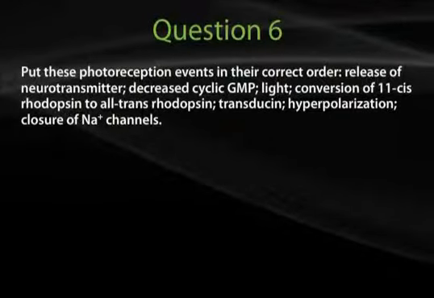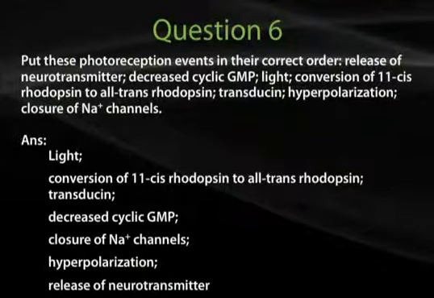Question 6. Put these photoreception events in their correct order: release of neurotransmitter, decreased cyclic GMP, light, conversion of 11-cis-rhodopsin to all-trans-rhodopsin, transducin, hyperpolarization, closure of sodium channels. Answer: first light, then conversion of 11-cis-rhodopsin to all-trans-rhodopsin, then transducin, then decreased cyclic GMP, then closure of sodium channels, then hyperpolarization, then release of neurotransmitter.